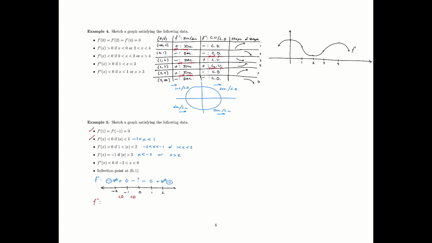We have an inflection point at 0, 1. So this means we know that the y value here is actually given to us. So this is 0, 1 as a point. We know that this has to be an inflection point. So that means the second derivative here has to be concave up on this side. So again, just because we know we go from concave down to concave up, concavity can switch.